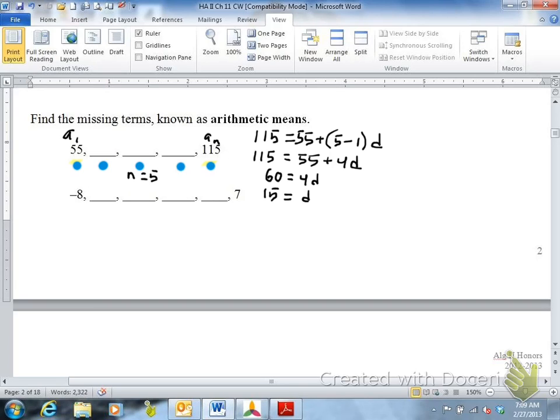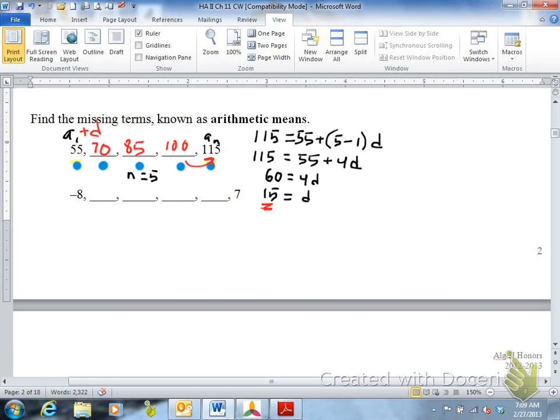Now you're not done, you actually have to go back and insert numbers. 55 plus d would be 70, plus d again, 15 over here, is 85. And 85 plus 15 is 100, and it should work in the end, thankfully, and it does. 100 plus 15 is 115.